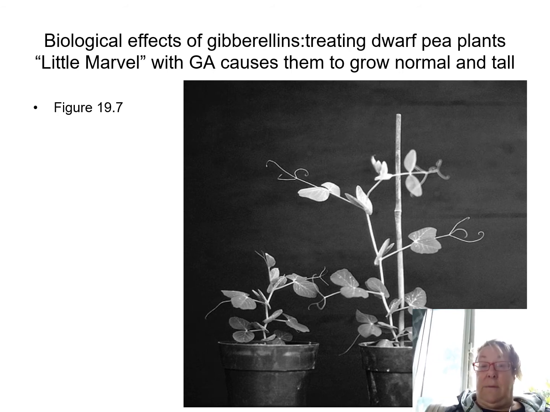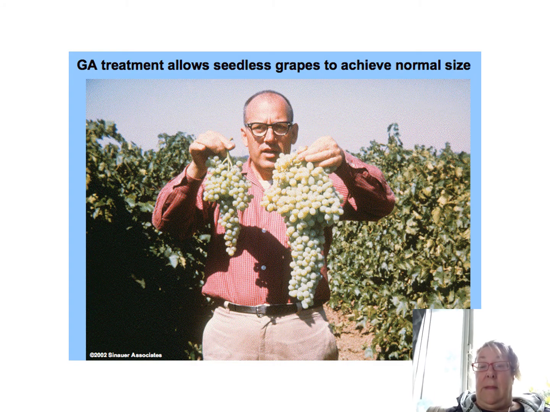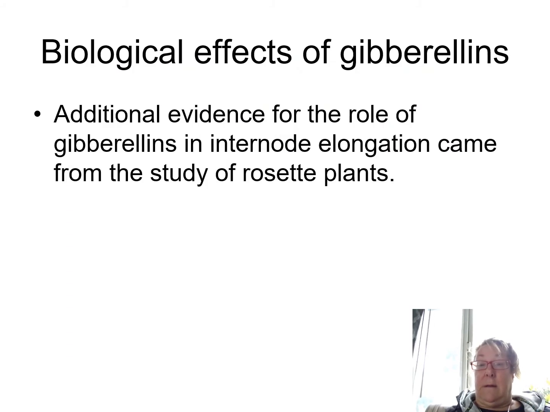Here are little Little Marvel pea plants in the lab that have been sprayed with GA. They grow tall on the right, so that was a GA production mutant. They also stretch out the stems for Thompson seedless grapes, the one on the right.